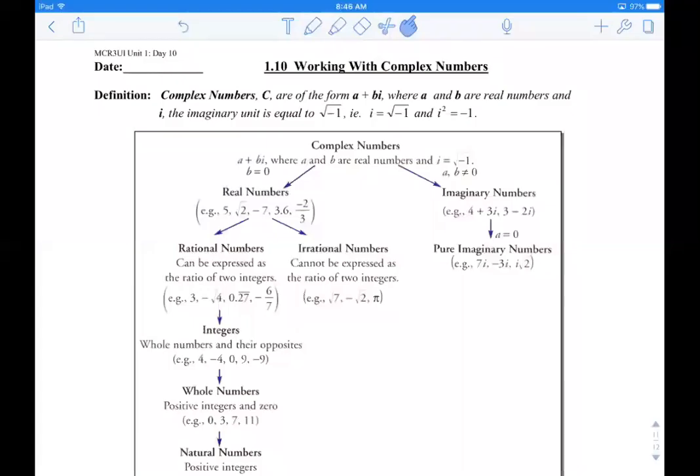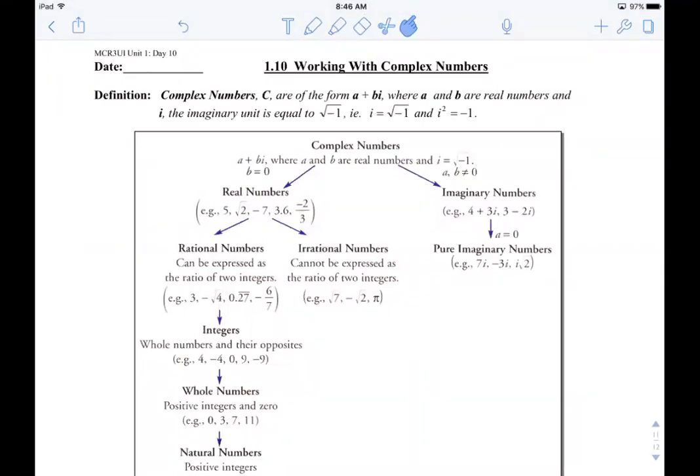Welcome to Unit 1, Lesson 10, Working with Complex Numbers. So before we work with complex numbers, we obviously need to define and understand what complex numbers are. And there's a definition right at the top and a great big table, or chart, I guess, that sort of lays all of this out for you.